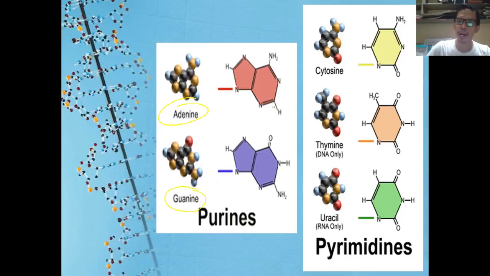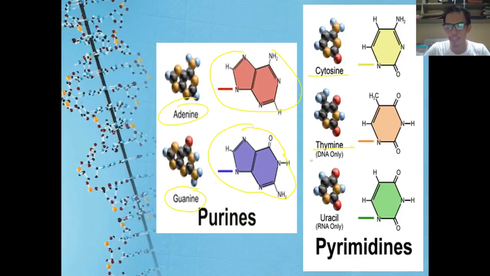So for you to not have difficulty memorizing this one, all the nitrogenous bases that have this shape are called purines. And on the other side, we have the pyrimidines. All pyrimidines have this kind of shape. So the cytosine and the thymine have this kind of shape.